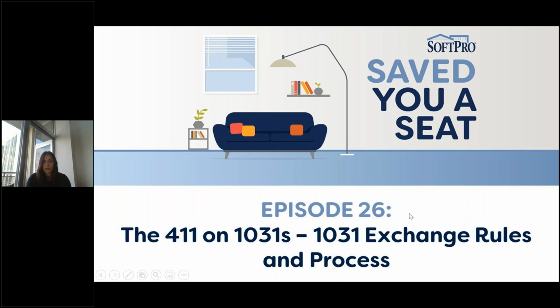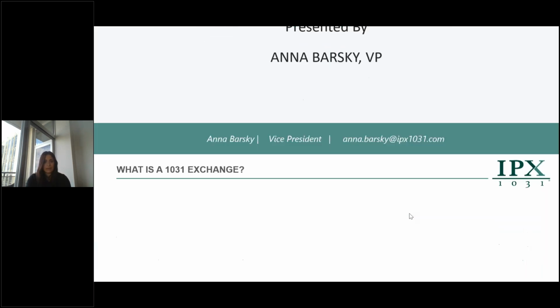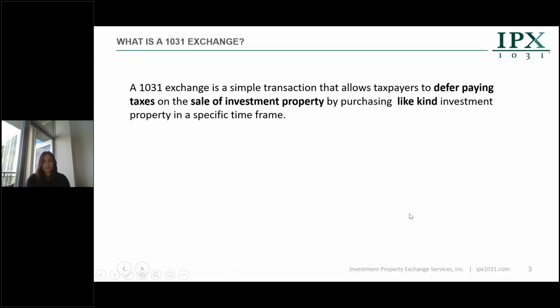So just starting all the way at the very beginning, 1031 is a very simple transaction. It is part of Section 1031 of the IRS code, and it basically allows real estate investors to defer paying taxes when they sell a piece of investment property, and all that they have to do is buy another piece of investment property in a specific time frame.